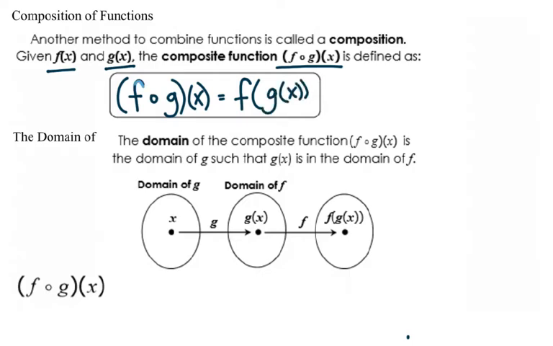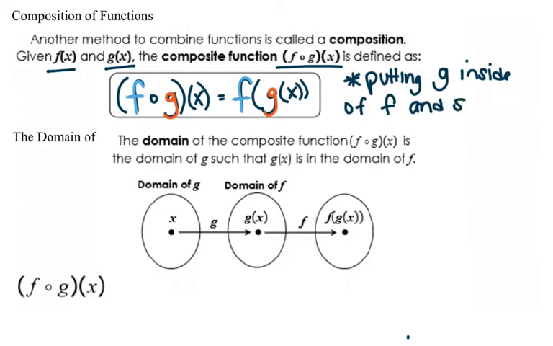So whatever is the very first function is going to be your outside function. In this case, it happens to be f. Usually that's what it looks like. And then the second function is your inside function. So this is what you're doing. You're putting g inside of f and you're simplifying. So that's just a really confusing notation way of saying that. You're putting the g function inside the f function.